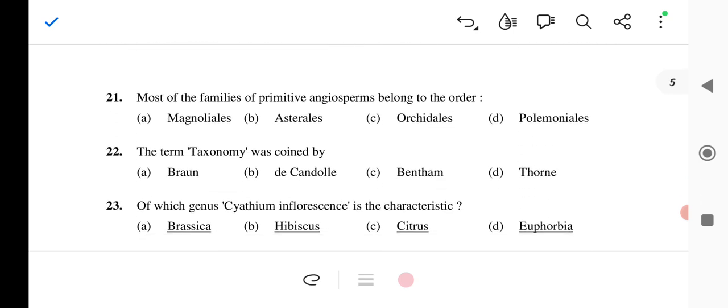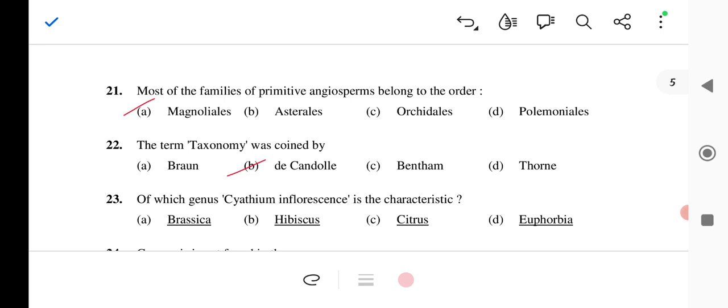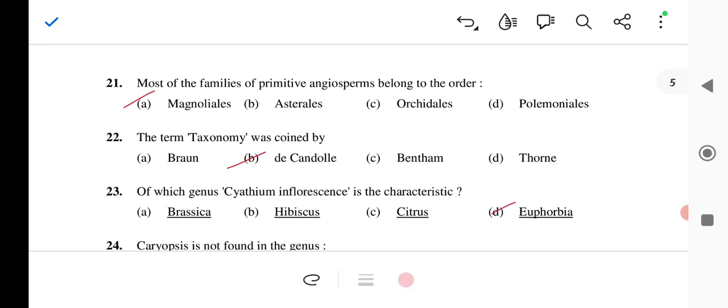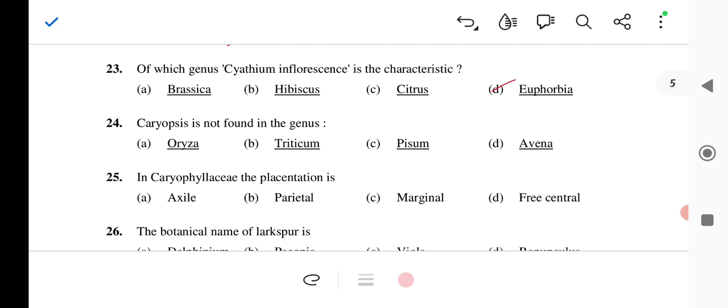Question number 21. Most of the families of primitive angiosperm belong to the order Magnoliales. Next is the term taxonomy was coined by de Candolle. Next is of which genus cyathium inflorescence is the characteristic? Cyathium is a characteristic of Euphorbia. Next is caryopsis is not found in the genus. Caryopsis is generally found in monocots. So here Pisum is dicot, it's not found in Pisum.